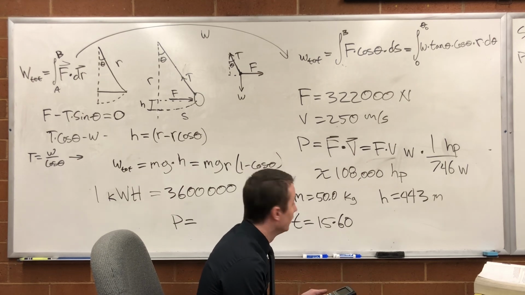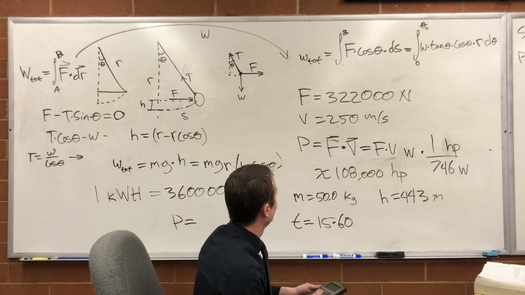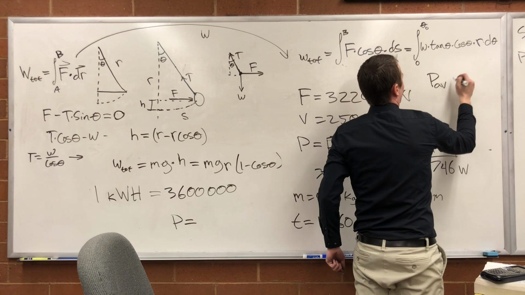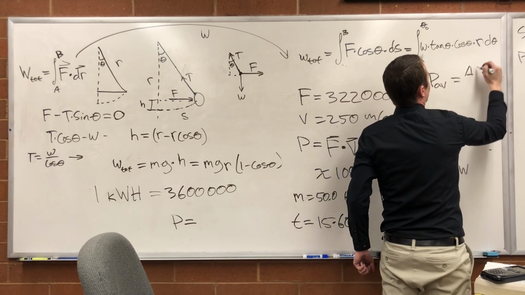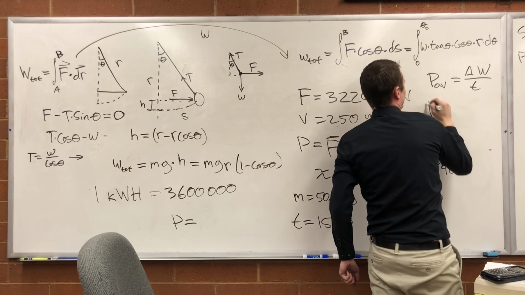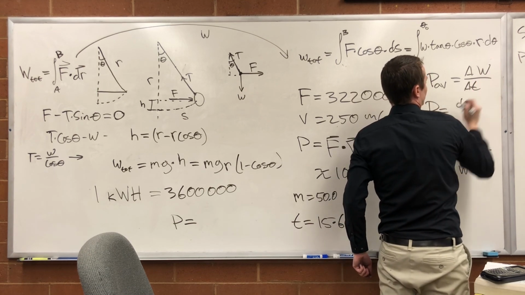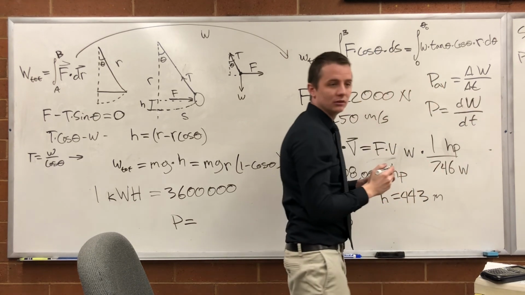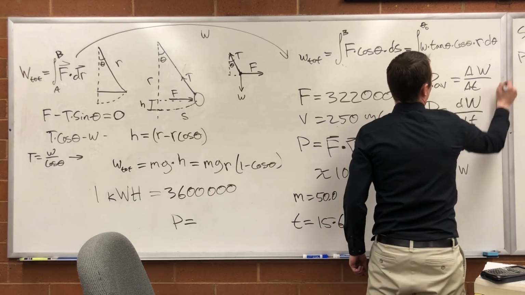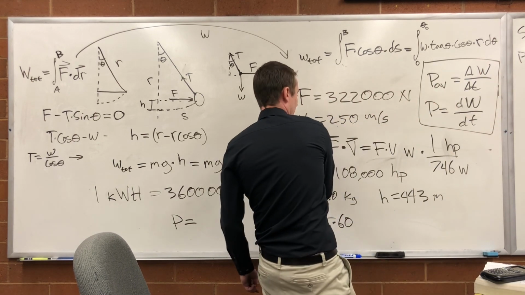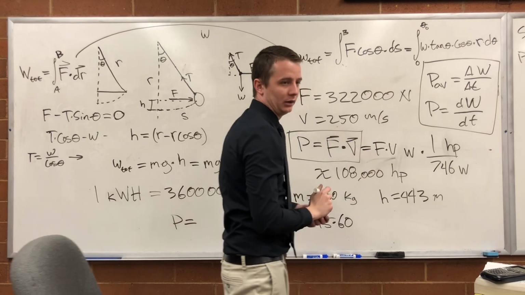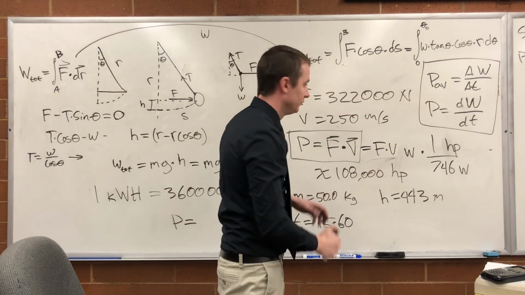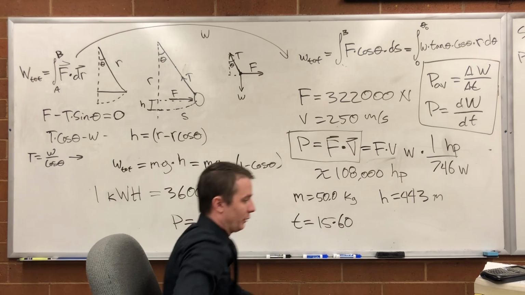But isn't power force times velocity? That's one way to do it. We also know that average power is your change in work divided by change in time, and your instantaneous power is the derivative, the change in work with respect to time. These are the typical ways that we represent power, and this other one was a nice side note to have in your back pocket to save you a lot of work. But here's the standard definition: it's just change in work with respect to time.